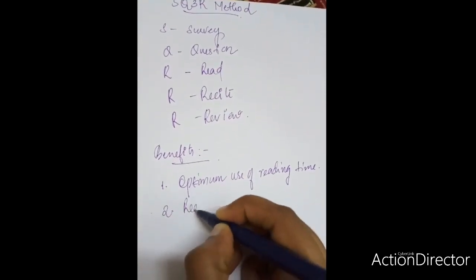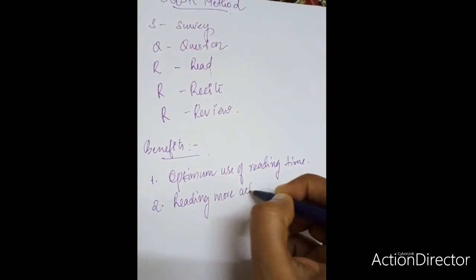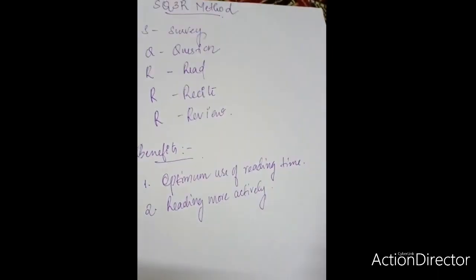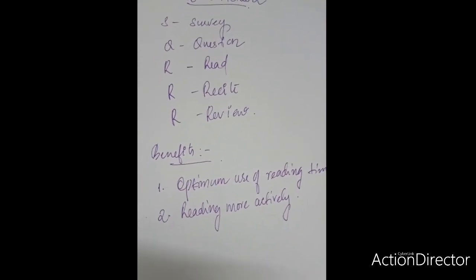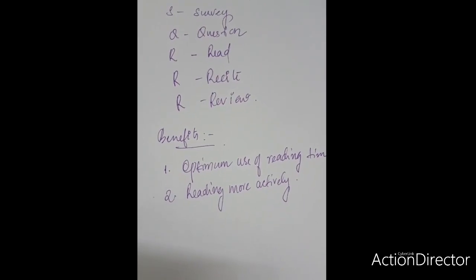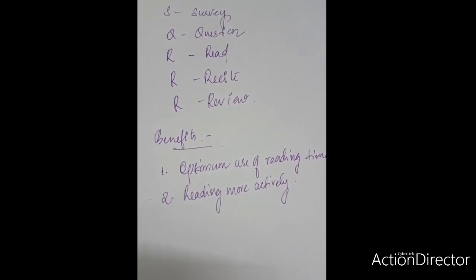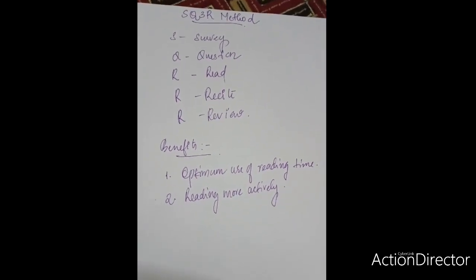Secondly, reading more actively. So there will be an active participation from your side when you read the text, because you will have in your mind to completely understand the text, so that the whole passage is actually clear for you and you will be able to explain that in your own words. So these are the benefits you can find out for the SQ3R method.